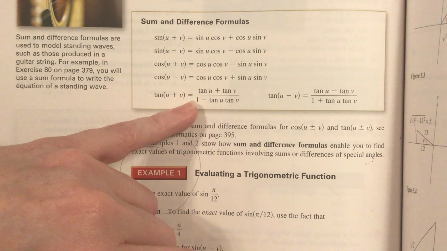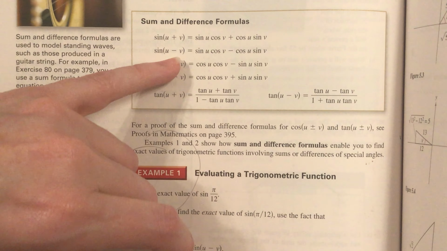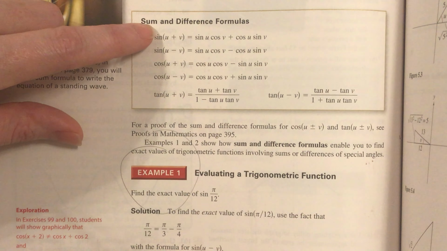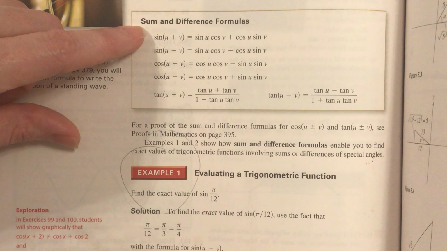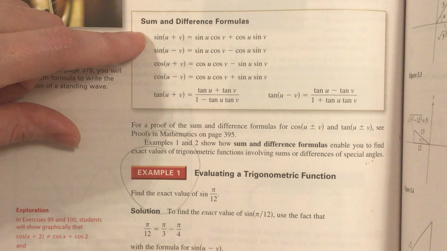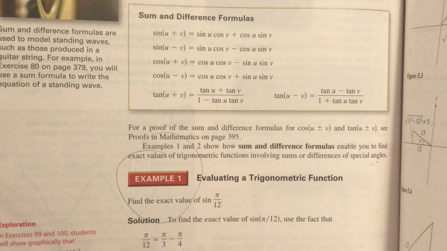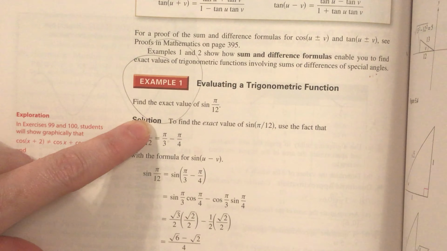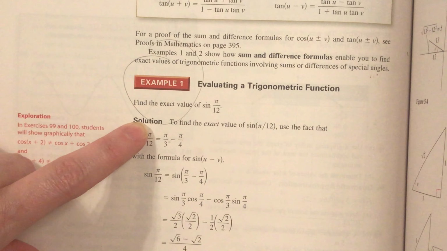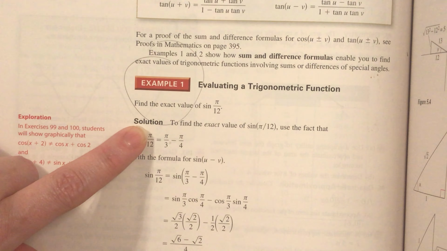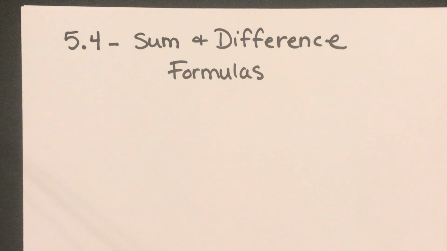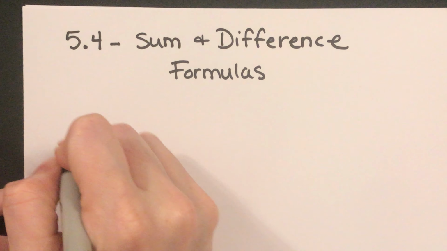Tangent gets a little more tricky than these up here. But we can use this to figure out the sine or cosine or tangent of an angle that's possibly not on the unit circle, but could be made up of some of the angles on the unit circle. So we're going to try example 1 here together. This will help you with the first section of your homework. So let's get started.